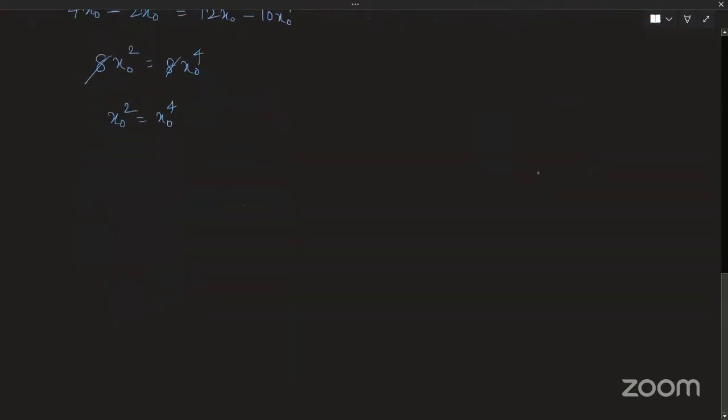Can you tell me what are the possible solutions of this curve? One is x naught is 0. The other is 1. Do we have any other solution? I have one more solution left. Can anyone tell me? X naught square is equal to x naught raised to 4. Any other solution of this equation?